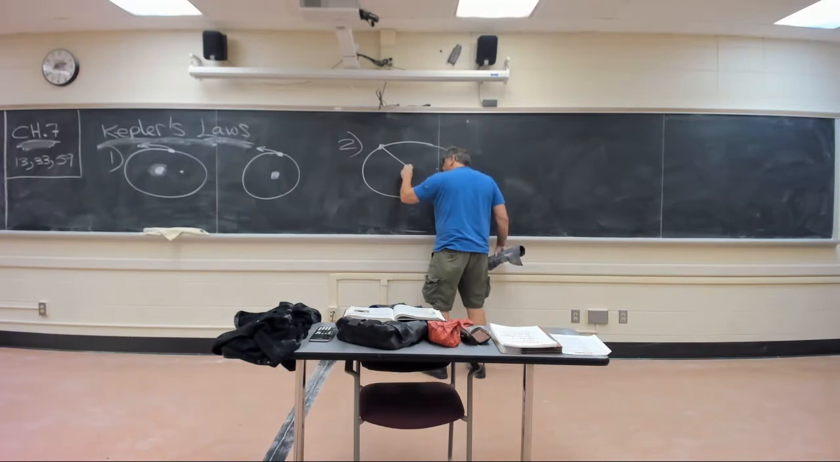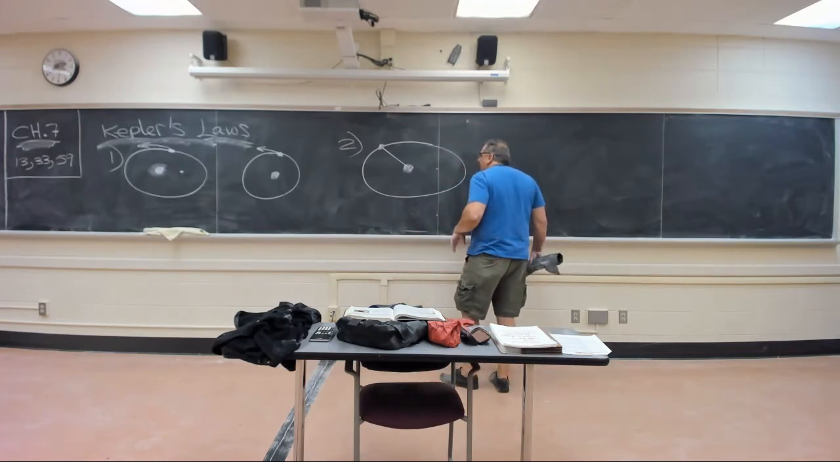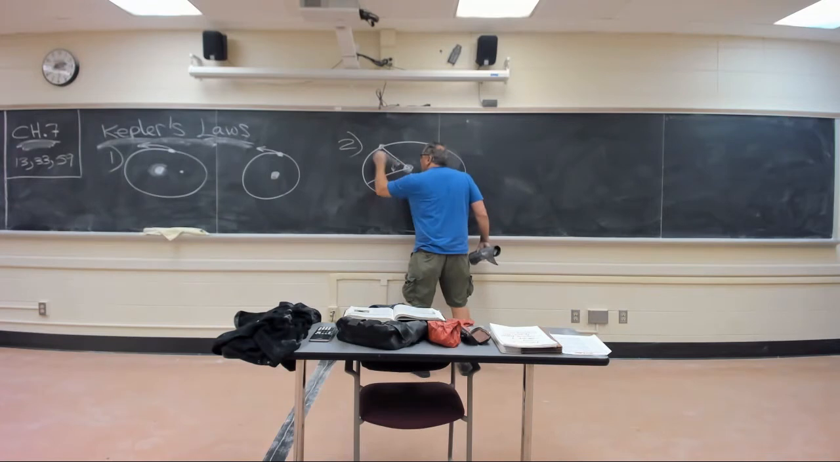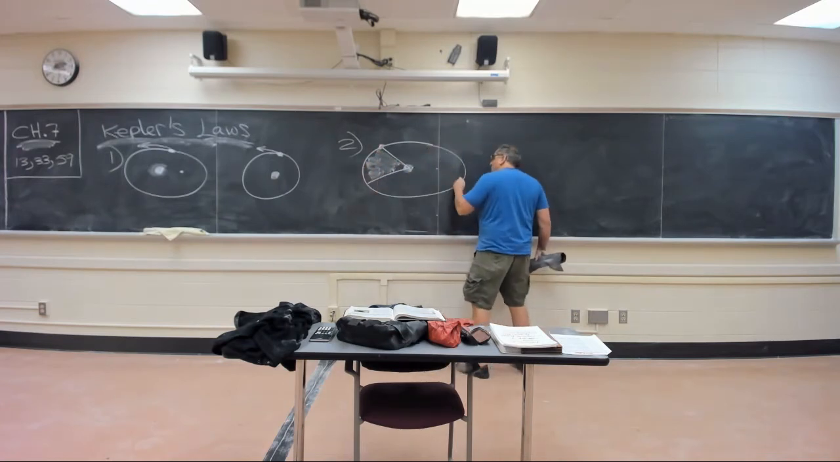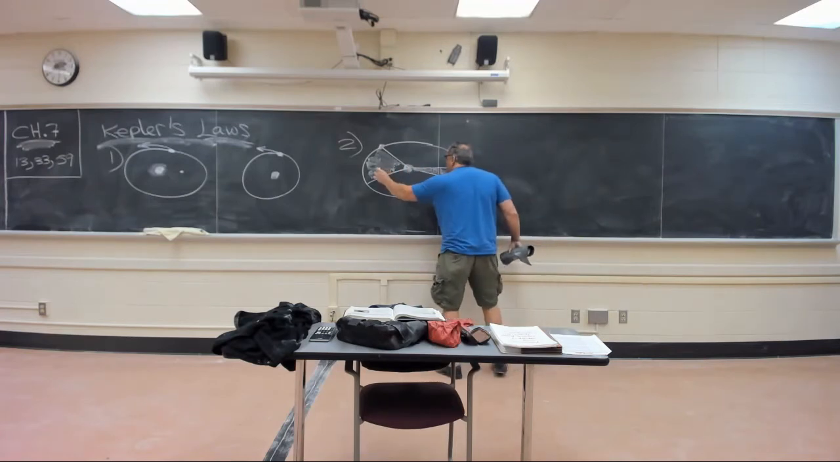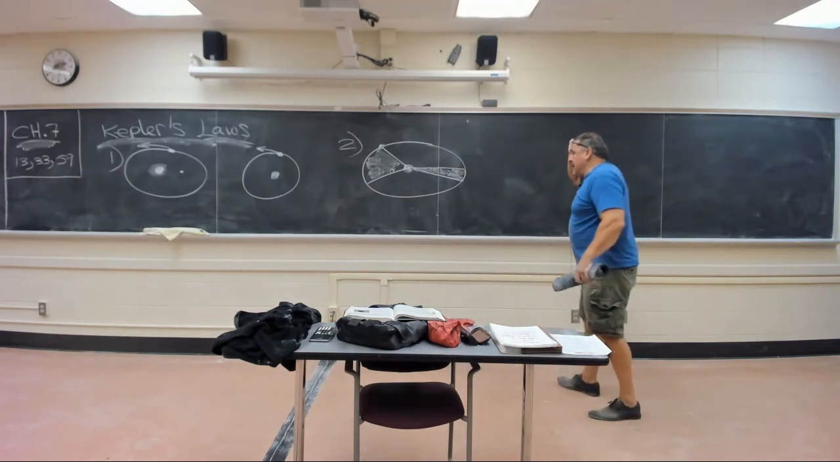I'm trying to think exactly how I want to say it. It takes 10 years to go around. And let's say in 2 years, this guy goes from here to here. It sweeps out this area in 2 years. When it gets over here, it sweeps out an area as big as the first situation right here, but it does it in 2 years.